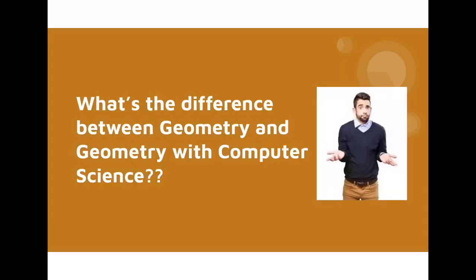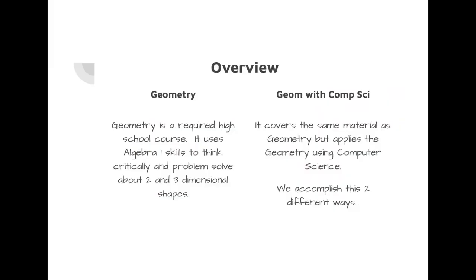I want to just real quick describe what is the difference between geometry and geometry with computer science. So first of all, your student should probably be taking one of these courses next year if they're currently in an Algebra 1 course or Algebra 8 at one of our middle schools. Geometry is a required high school course. It uses Algebra 1 skills to think critically and problem solve about 2- and 3-dimensional shapes.